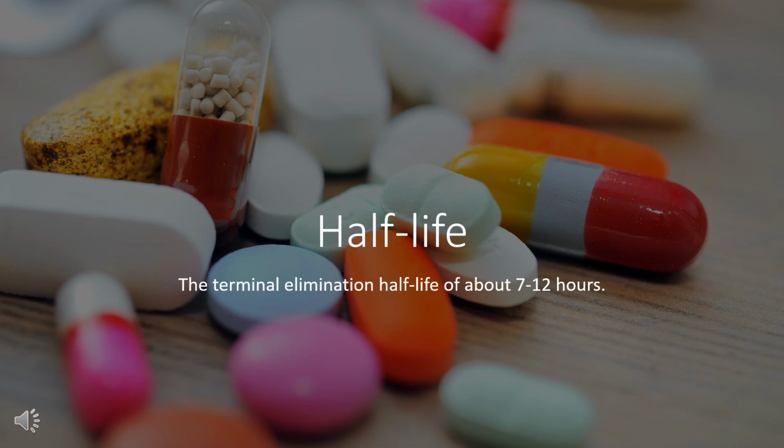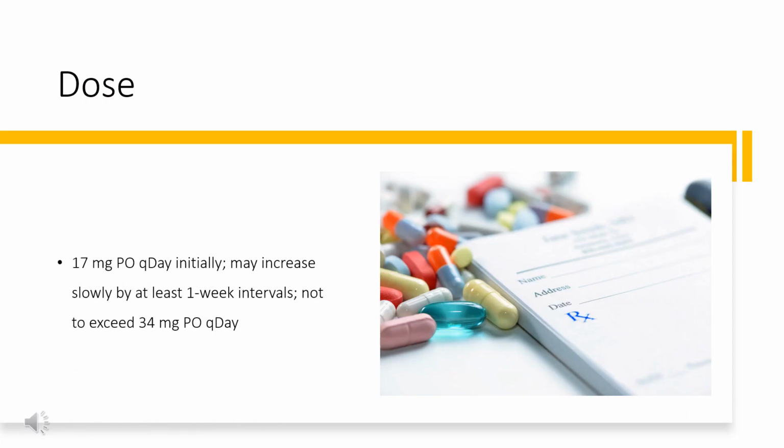Half-life. The terminal elimination half-life is about 7 to 12 hours. Dose. The dose of this medicine will be different for different patients. Hypertension. Geomatrix ER tablets, Sular's new formulation: 17 mg PO q day initially, may increase slowly at intervals of at least 1 week, not to exceed 34 mg PO q day.